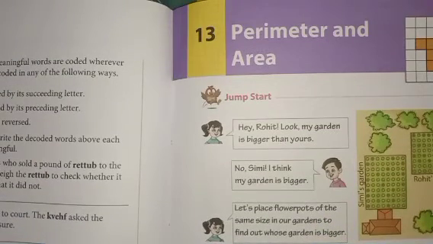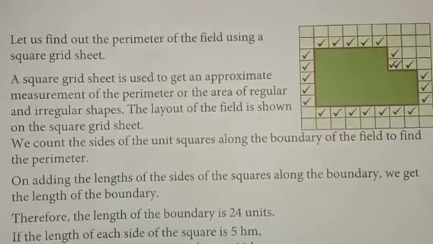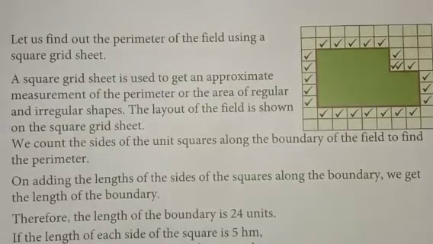Students, today we are going to learn the 13th lesson, perimeter and area. Today we will study how to find out the perimeter of a figure. We can find out the perimeter of the field using a square grid sheet. Here, look at the picture, this is a square grid sheet.